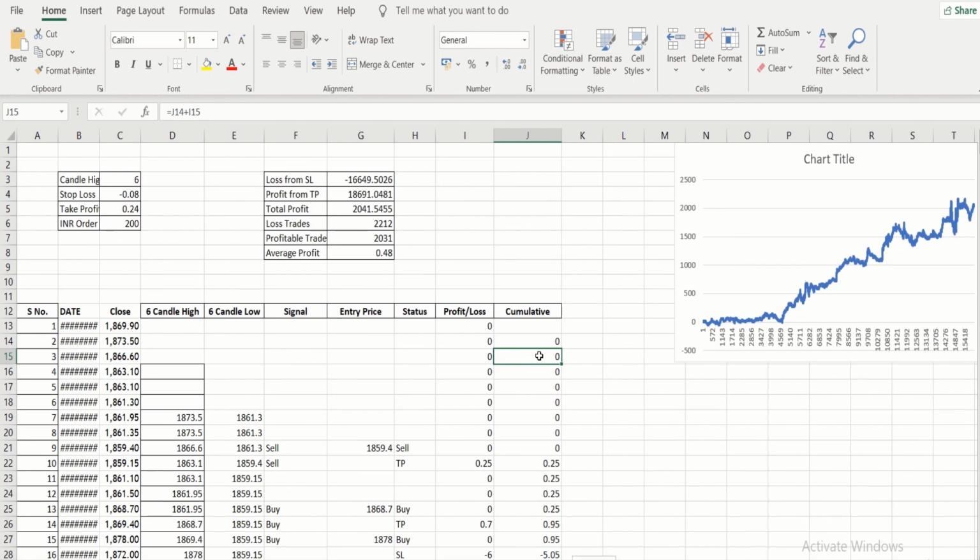Now see here, the profit and loss that I have calculated is based on price and does not take the order quantity into account. That's why 2041 is the net profit and loss. So you can try multiplying by the order size.